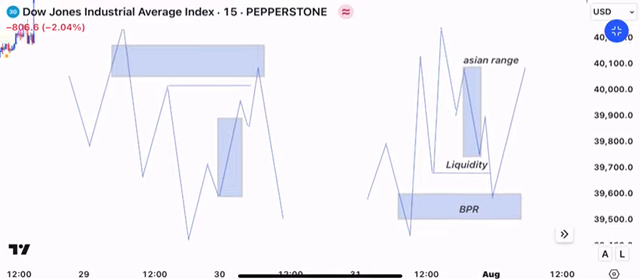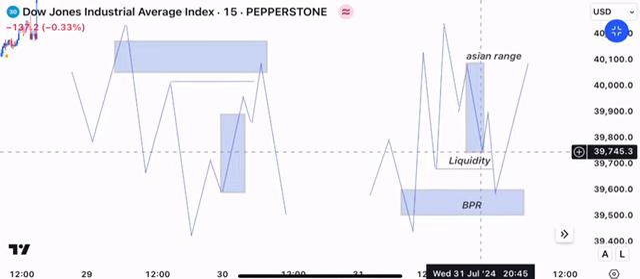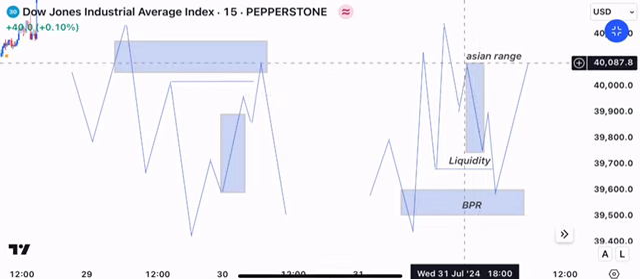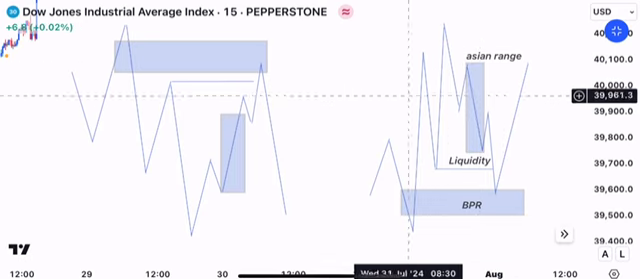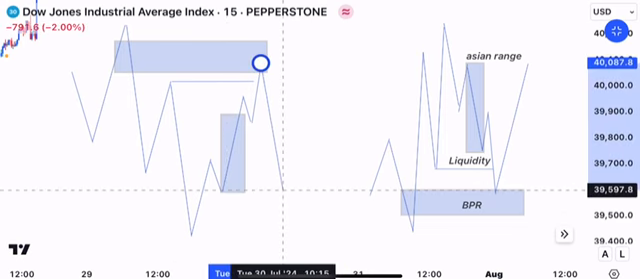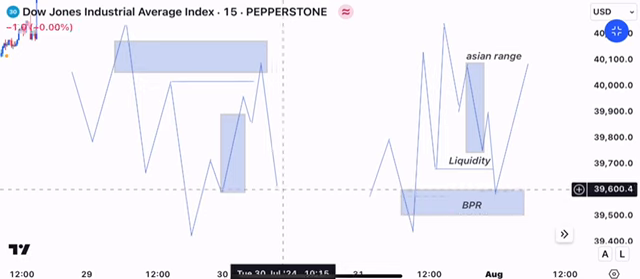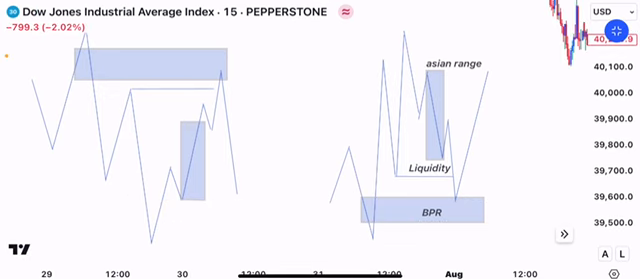So for targets, there are two targets. We can target the Asian range high if we are buying, or the Asian range low if we are selling. Just target here, or just account for spread usually. So this is the first way to place targets.